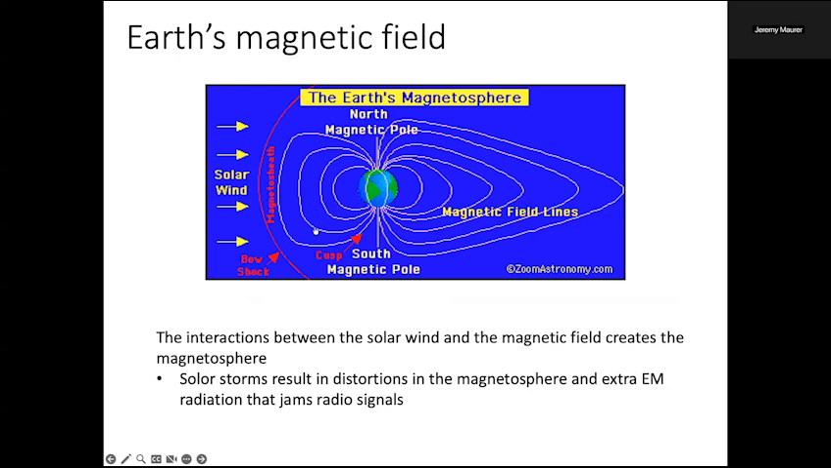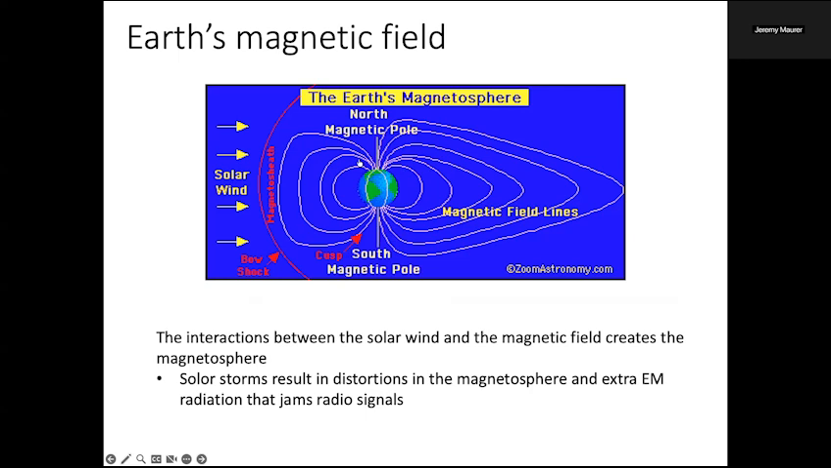You can see here, this is pretty well known. You've probably seen this before. The incoming solar wind from the sun causes the magnetic field to be compressed on the sunward side and extended out on the far side of the Earth. There are also a couple of radiation belts around the Earth which hold charged particles. These are the Van Allen radiation belts, and those are also related to the interaction of the solar wind and Earth's magnetic field and charged particles in the upper atmosphere.